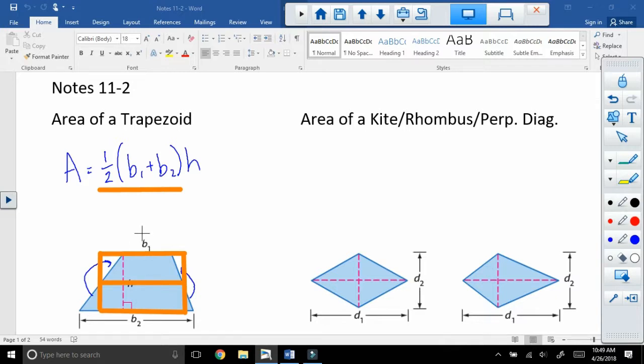So I usually don't like to memorize a bunch of formulas for the sake of memorizing formulas, but these formulas are important that you know them. So when I think area of a trapezoid, I always think to myself, this is the average of the bases, and then you multiply that number by the height. So that might help, so it's not just another formula to learn.